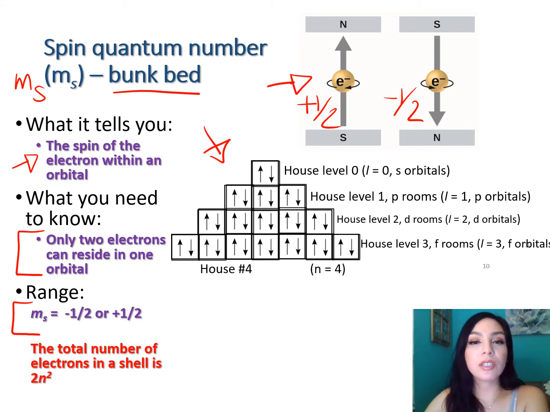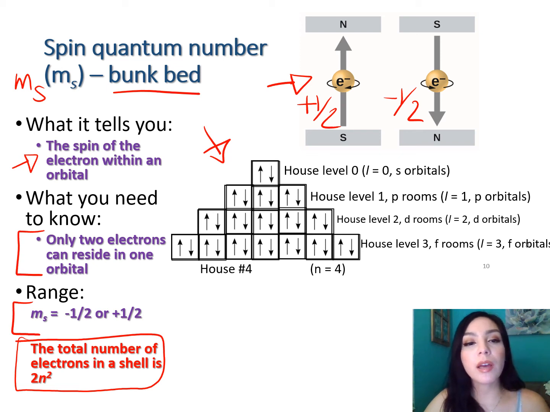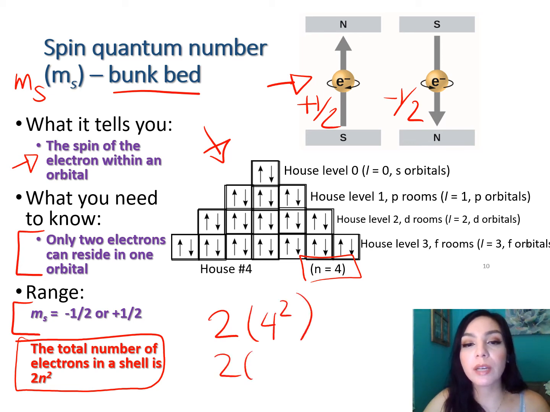And you can actually go ahead and count all the electrons that live within this house, within this shell, this energy level. You can count it if you want, or you can calculate it using 2n squared. So let's say you want to figure out how many total electrons reside within n equals 4. You would take 2 and then 4, square it. So 2 times 16, that gives you 32.